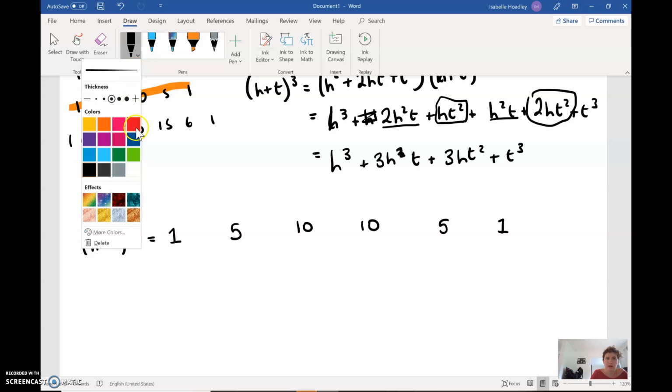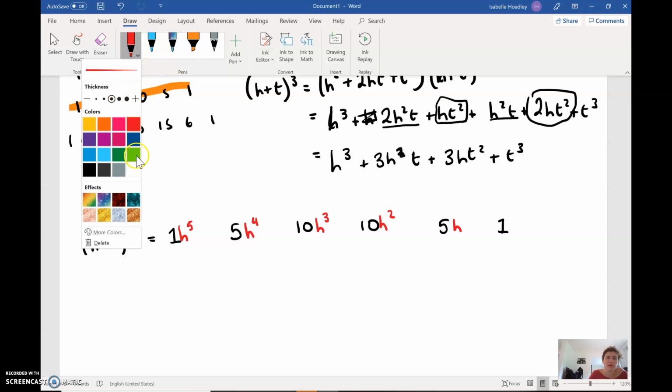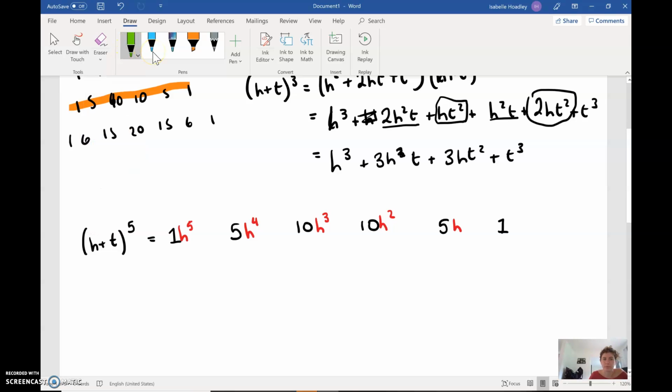We're then going to take our first letter in here, which is h, and we're going to start off with h to the power of 5, and then each term you're going to decrease that by 1. And then in the last one, we're down to 0, so we don't write that in. We're then going to take our second variable, which is t, and we're going to start from the back, and we're going to start off with 0 and then increase that by 1 each term, ending at t to the power of 5.